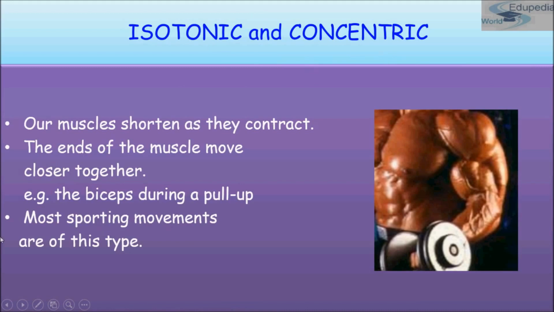In this, our muscles shorten as they contract, and the ends of the muscle move closer together. Ends of the muscle means the Z lines. I have taught you about the Z lines in my first presentation, please refer to that. So the ends of the muscle are pulled closer together. For example, biceps during a pull-up. See, this bodybuilder is building his body using a dumbbell, and these are the biceps that help during the pull-up of this dumbbell. Most sporting movements are of this type, isotonic and concentric.